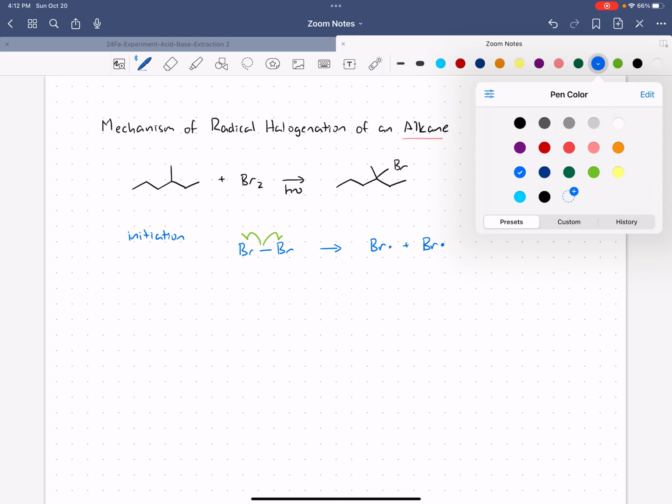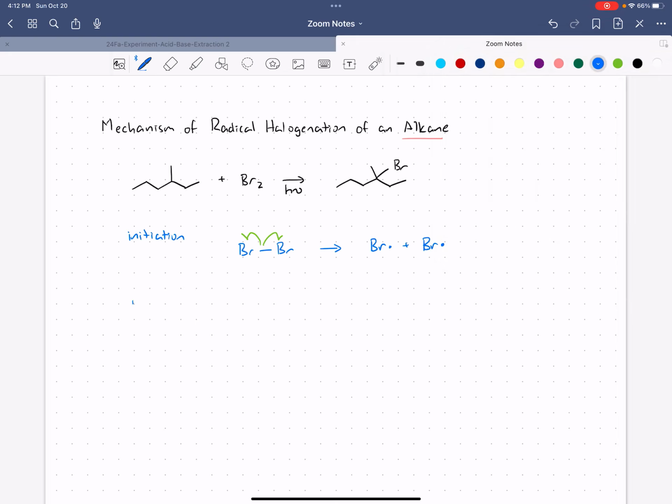Okay, that's initiation. The next is propagation. There are two steps for propagation. Again, I will go back and I will annotate in writing some of the more important points, but right now I'm just showing you how I would draw the mechanism.